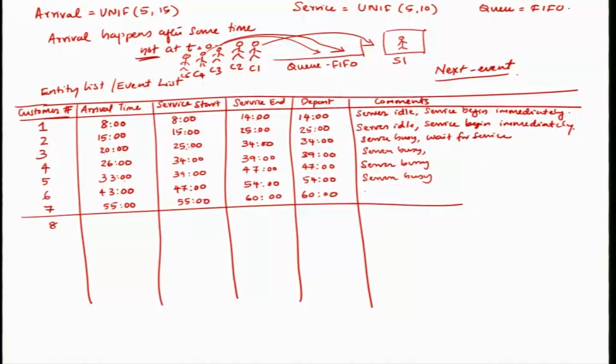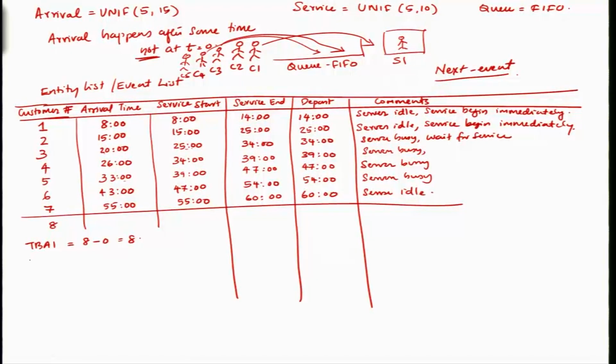The last case is server idle. Okay. So, if you want to calculate the time between arrivals, let me erase this properly, only up to this much. The time between arrivals TBA 1 is equal to 8 minus 0, that is 8.